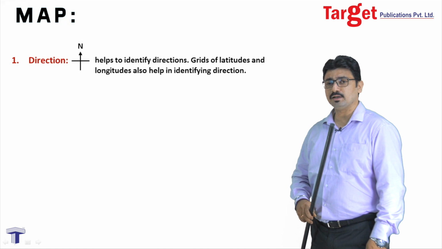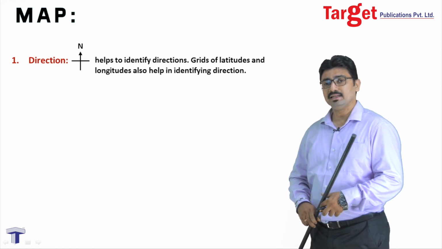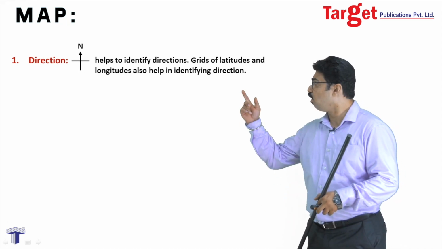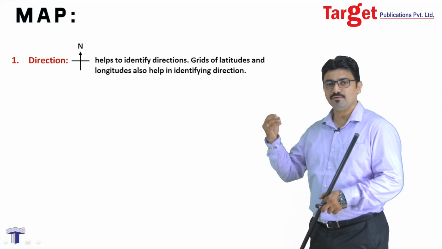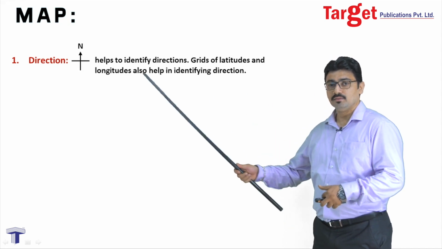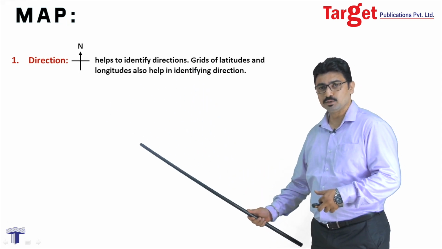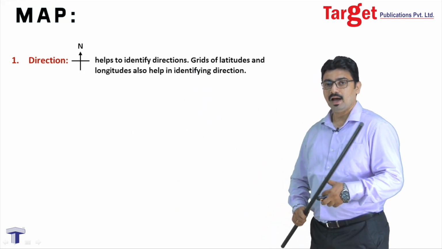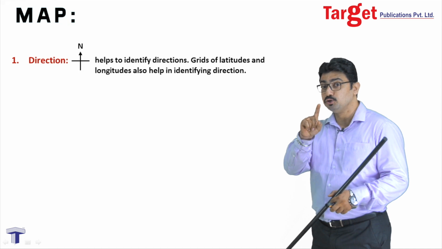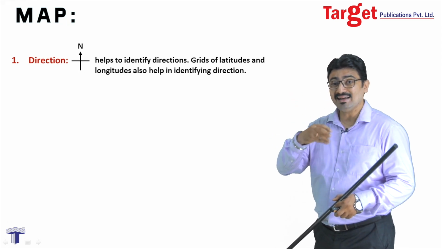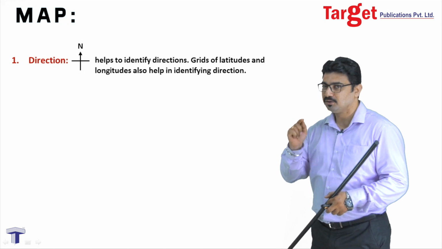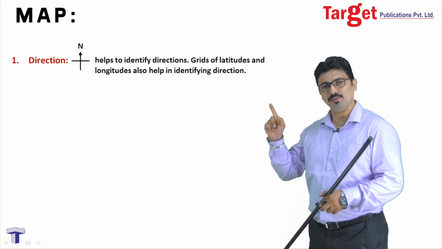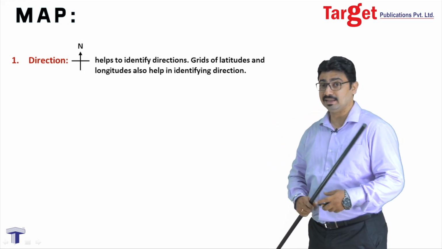The first feature that we saw was direction. Direction is shown by the north arrow, as we call it. It shows the north direction and the remaining sides show the west, east as well as south directions. Also, there are certain maps which do not use this arrow. There are latitudes and longitudes with the help of which we understand the direction. We will look at it when we come across a map in the next slide.